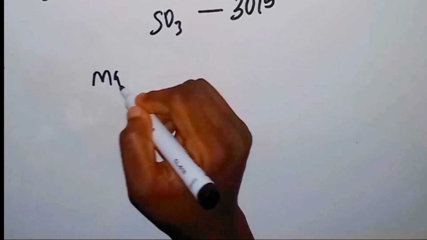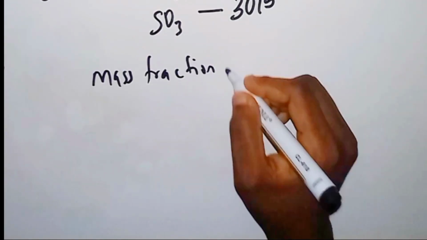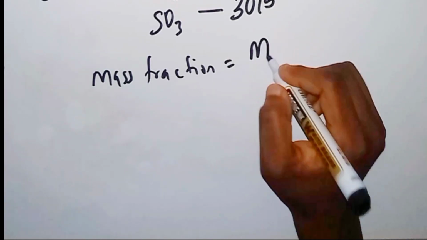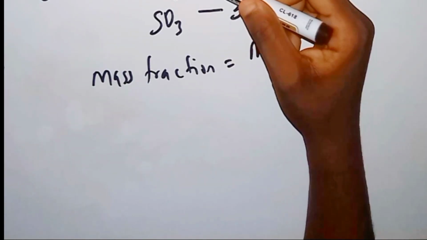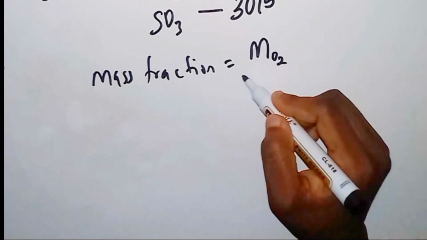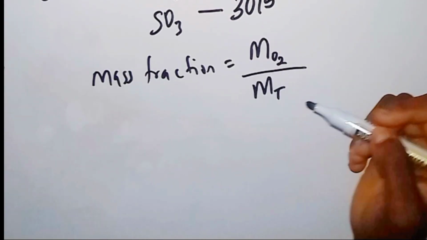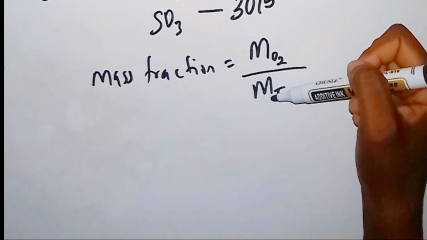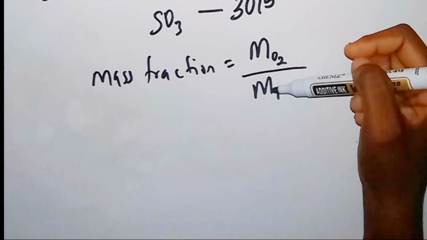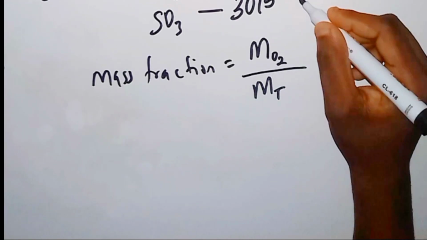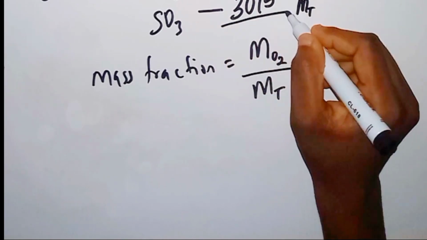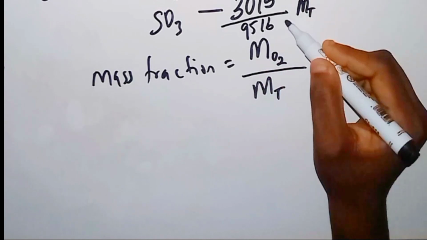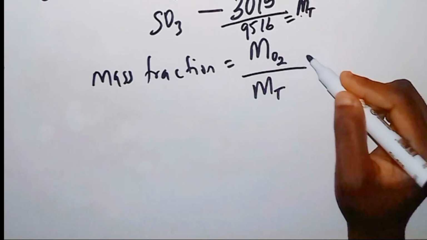To find the mass fraction of a component, it is the mass of one component, which is oxygen, divided by the total mass of the mixture. Total mass of the mixture, all of this. Now, the total mass of this mixture, when we sum up all this, is 95 pounds. So this is our total mass.